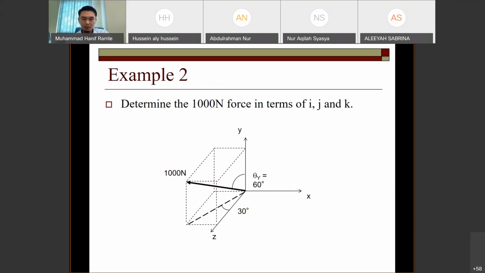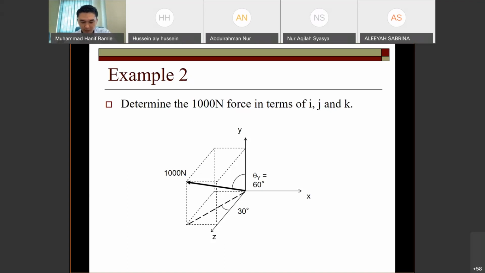Okay, so we proceed to the next example, example 2. Given this system, you have two angles only: theta y, which is equal to 60 degrees, and the angle on the plane, 30 degrees. The question asks you to determine the 1000 Newton force in terms of ijk form. So you have to use the second angle method, because you only have two angles given.